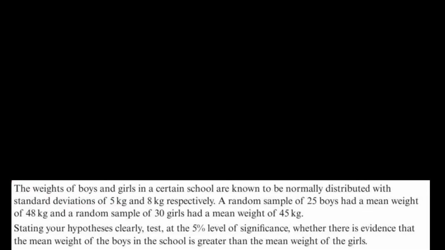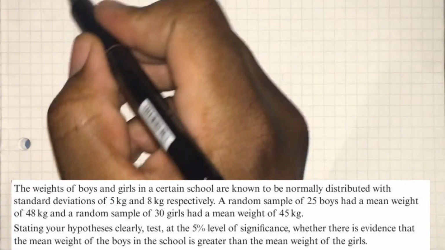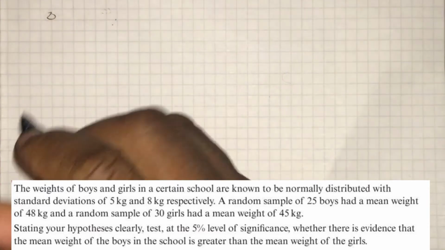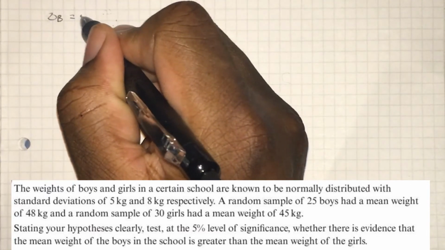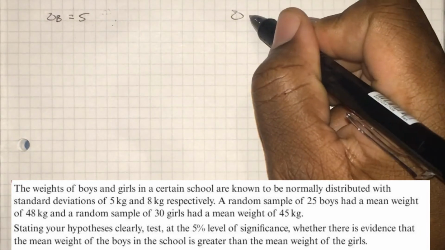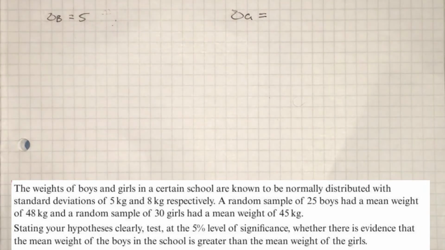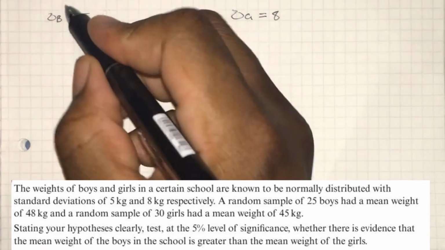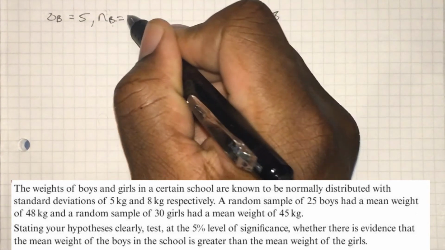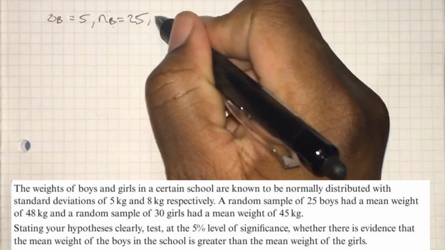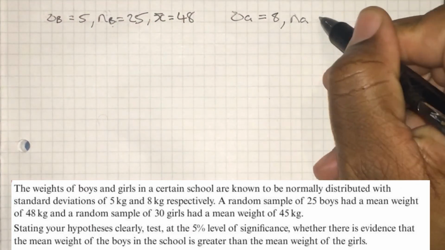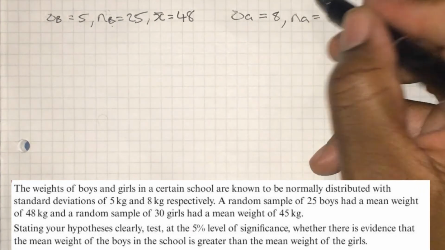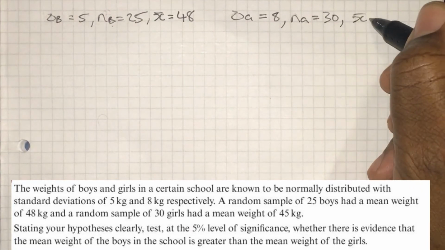So in this first example that I'll go through, we're told that the weight of boys and girls in a certain school are known to be normally distributed, with standard deviations 5 and 8. So standard deviation for boys is 5, standard deviation for girls, 8. We have a sample size of 25 for the boys and a mean for the boys of 48. And the girl sample size is 30 and the mean for the girls is 45. So I've collected all of that data together.